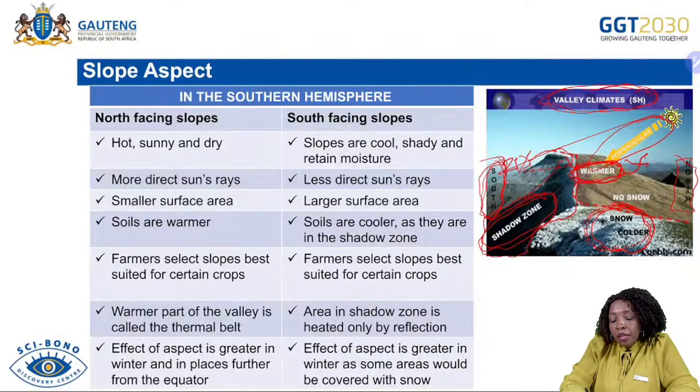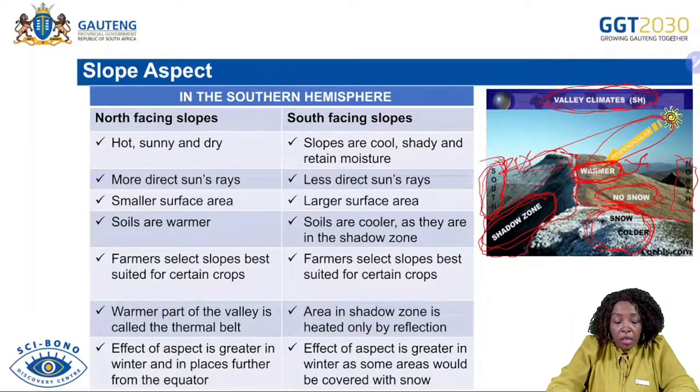Whereas the part of the Drakensberg mountain which is facing the north, we wouldn't find much of the snow. If there is an incident of snow, we wouldn't find much of it covering those areas, because they are more into the direct sun rays and they are warmer. So this would just explain what you see in the diagram.